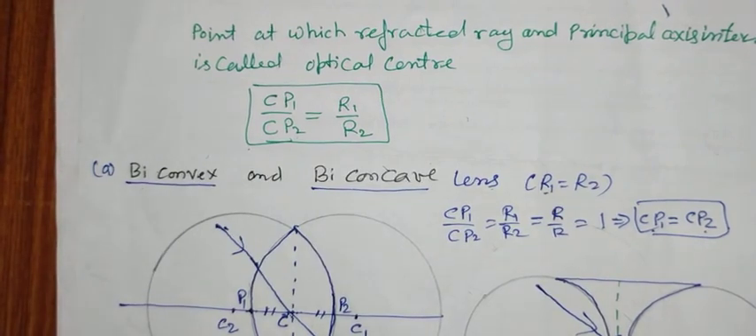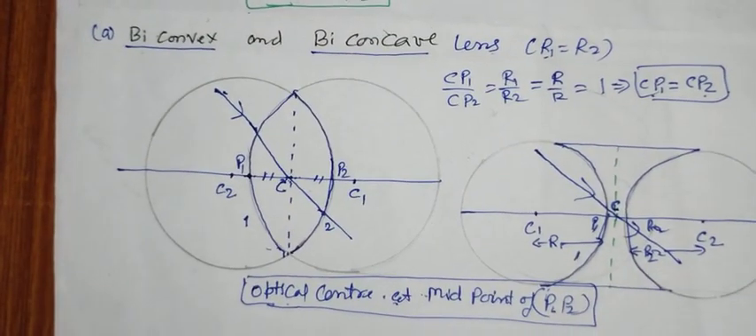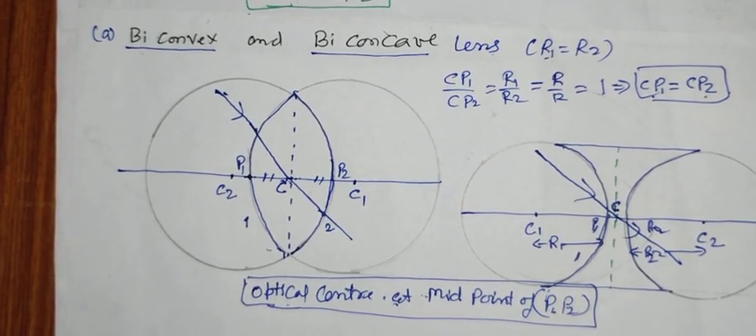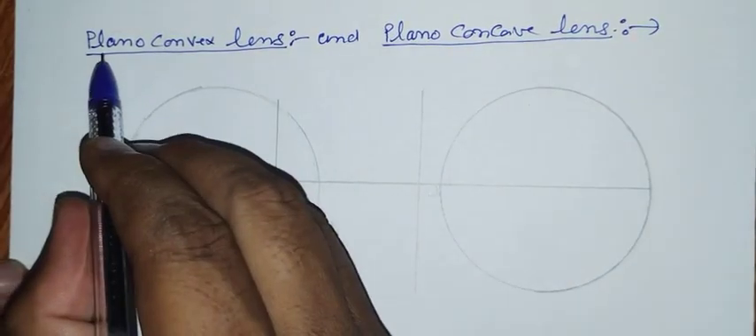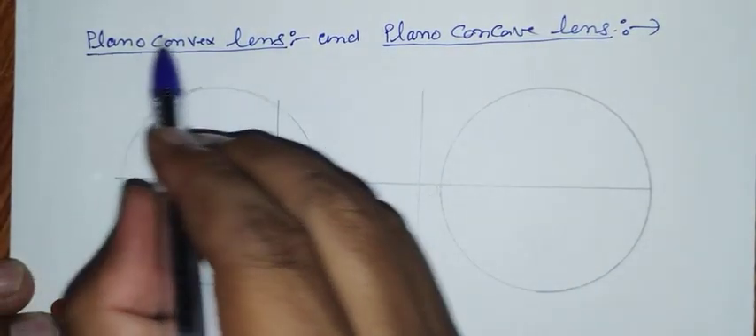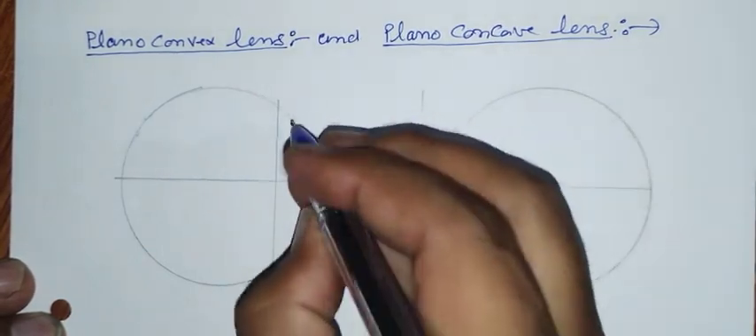Now we are going to see the position of the optical center in two different types of lens, that is the plano-convex lens, plano-concave lens, and the concavo-convex type lens. So let us see. Now see the position of the optical center in the plano-convex lens and plano-concave lens.